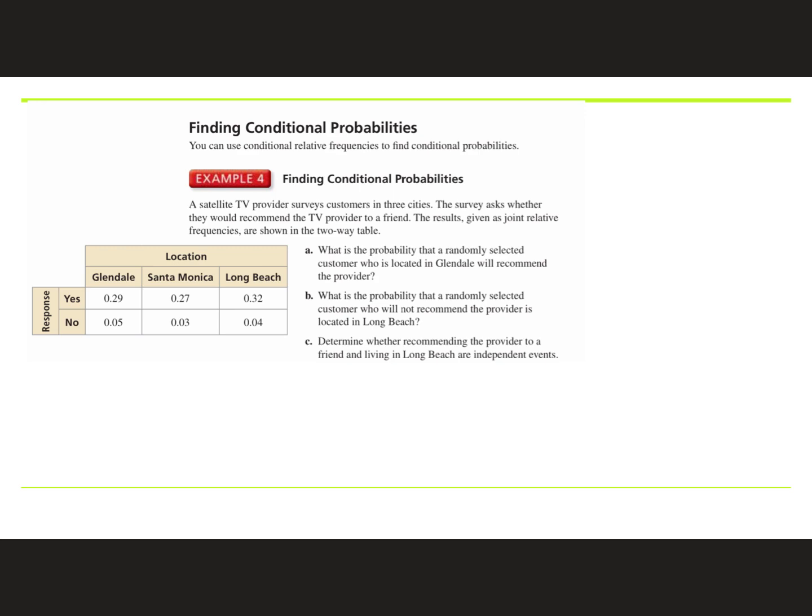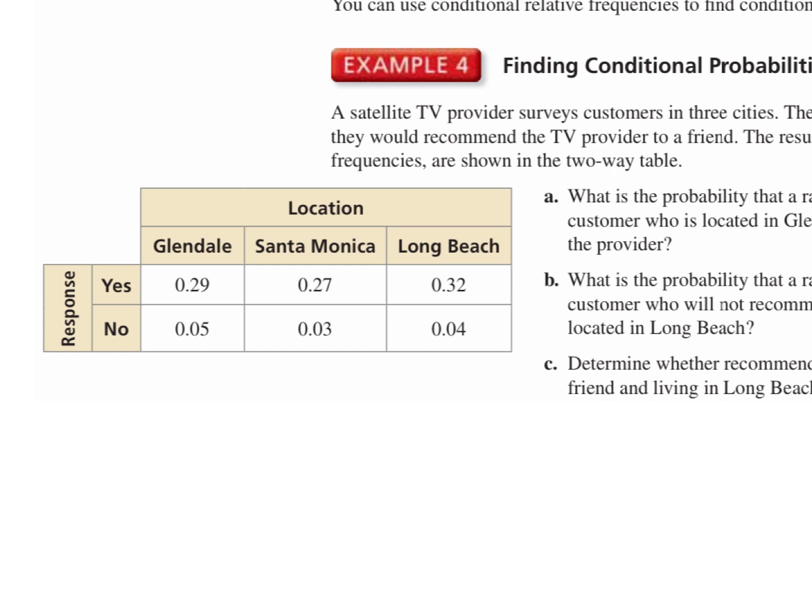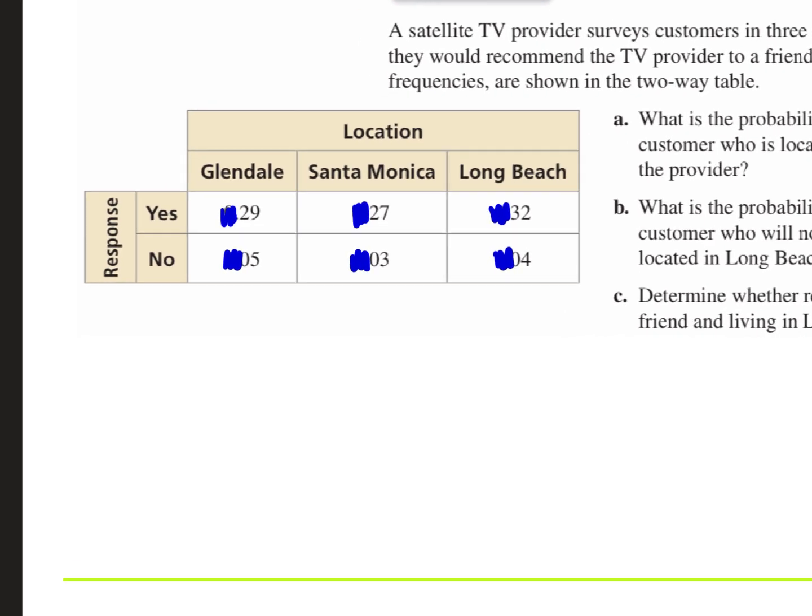So we're going to look at example 4. All of these are given as frequencies. We're actually going to change it just to be the number values, so get rid of the decimal and we're just making them whole numbers. The first thing we want to do is find the totals of each one.